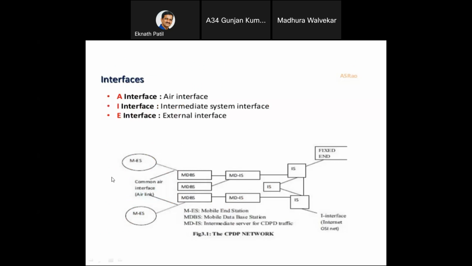The CDPD network gives us the information about the MES, with the common air interface to the MDBS, and all the MDBS are connected with this particular MES. MDBS is the mobile data base station, MES is the mobile end station, and MDIS is the mobile data intermediate system. The intermediate systems are also connected, and then the fixed end, through the internet and OSI network. So this is the architecture of the interfaces in CDPD.